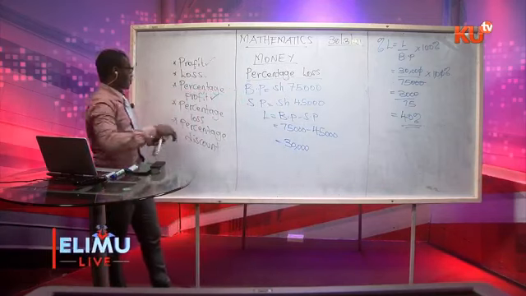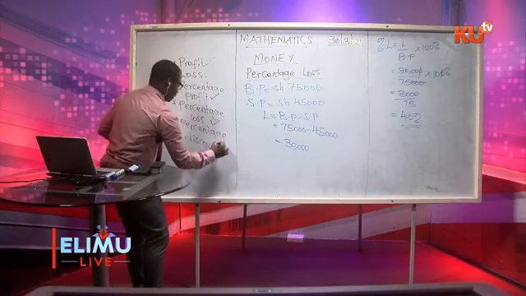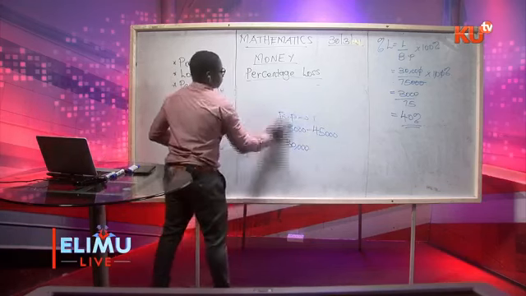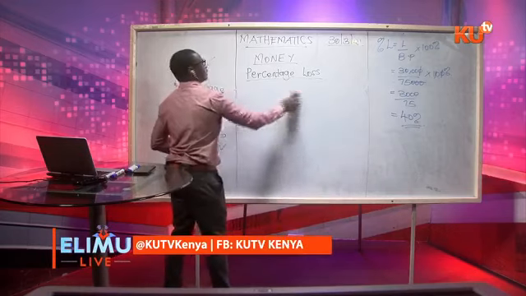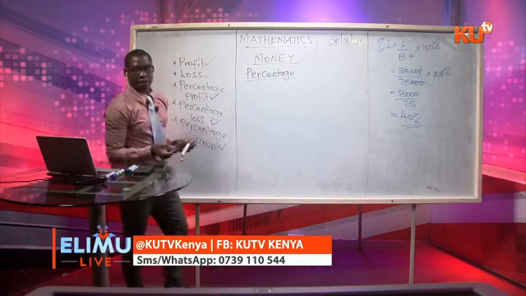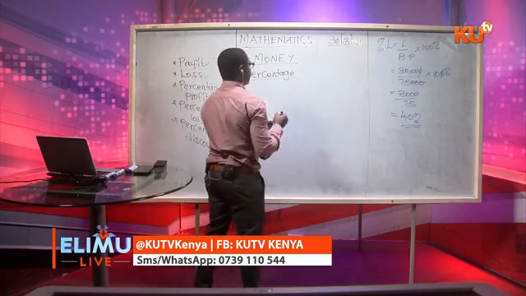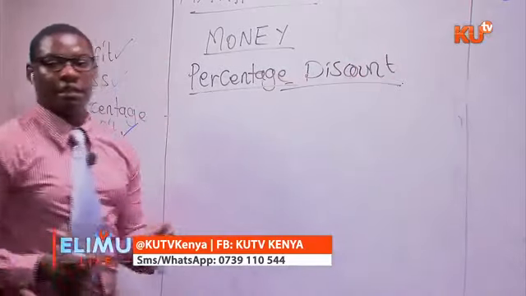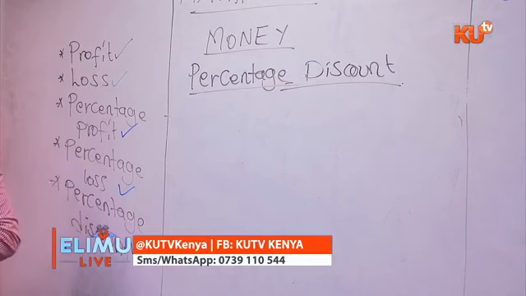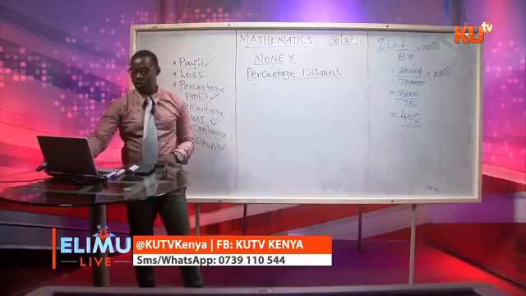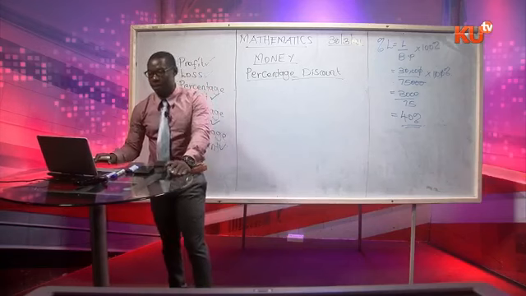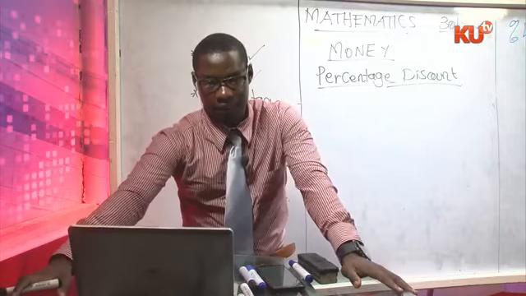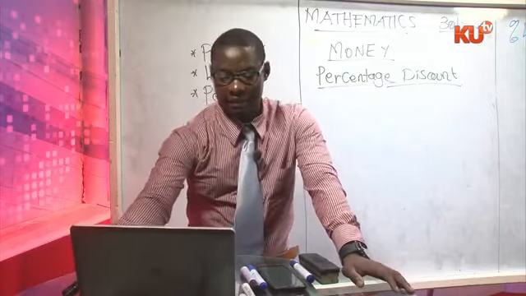So we go to the last thing, which is percentage discount. Now, percentage discount, you have to understand that it is a loss to the person who is selling, because he or she is going to allow some amount of money to the customer. So percentage discount is loss to the person selling, but to the person buying, it is an advantage.